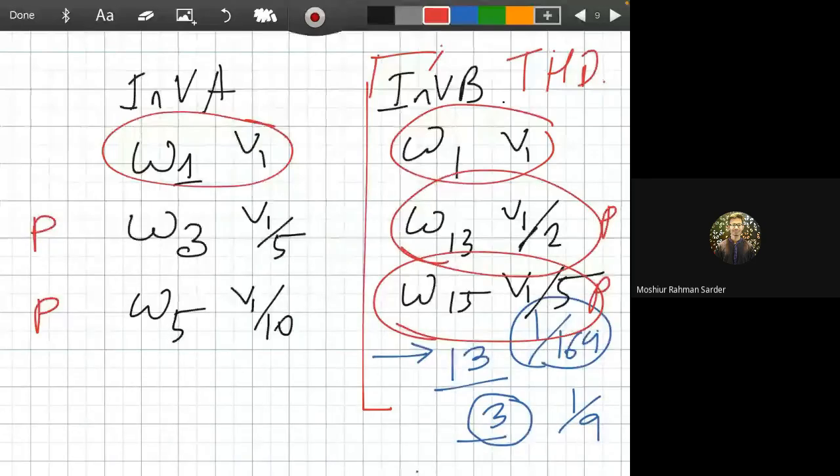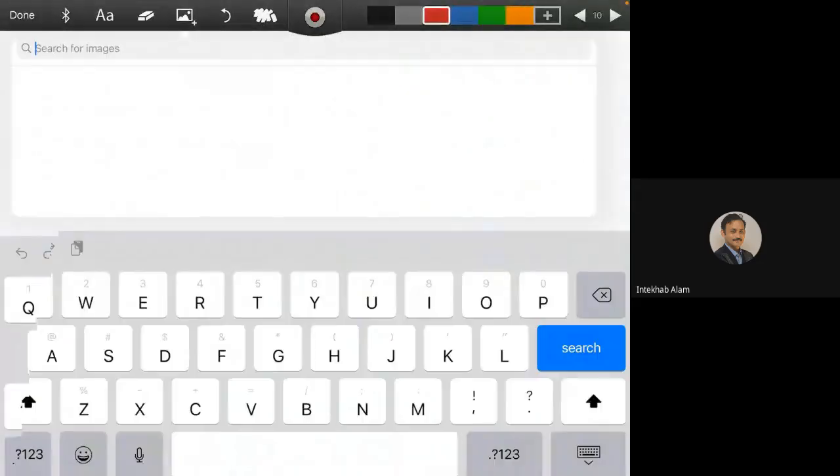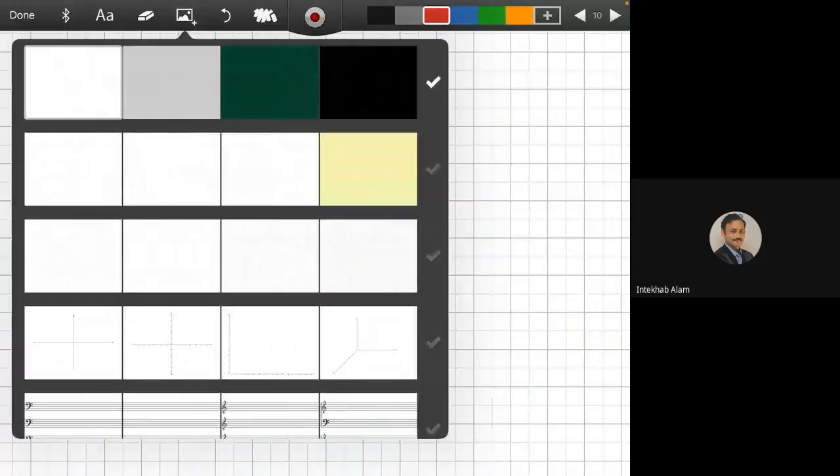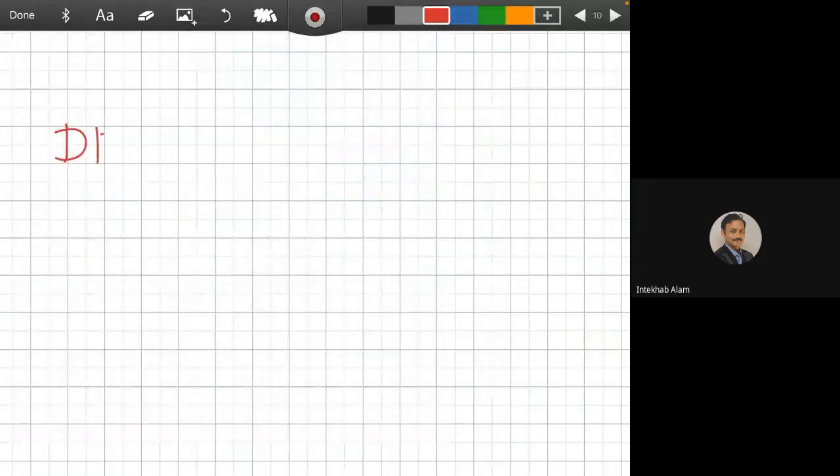Okay, sir. No, it's okay. So comparing these two inverters, we can make a good choice of inverter B. So we need to define another parameter, distortion factor, and we define it using this equation, VO1.